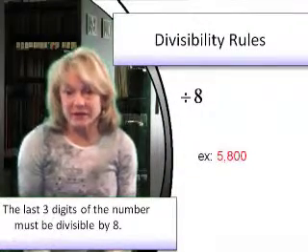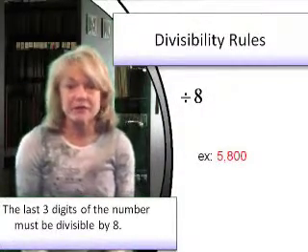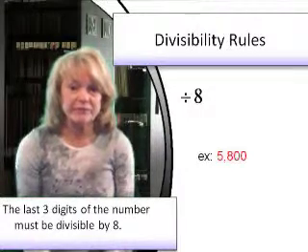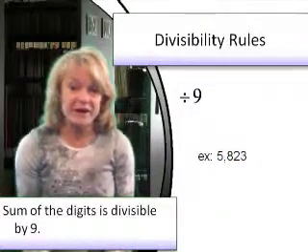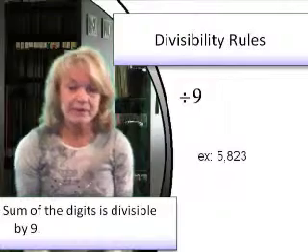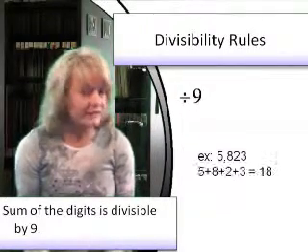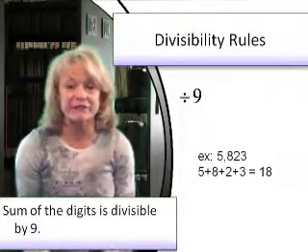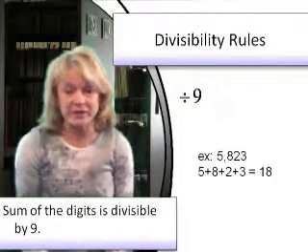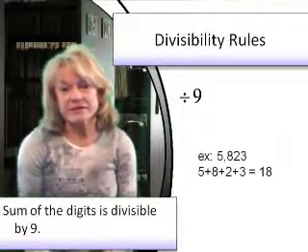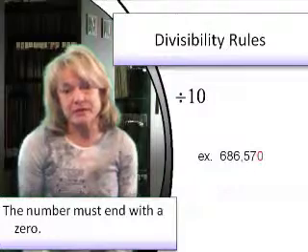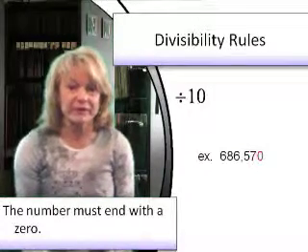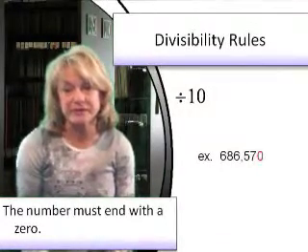Since 8 divides into 800, it will divide into 5,800. 9 needs to divide into the sum of the digits. Since 9 divides into 18, it will then divide into 5,823. The last divisibility rule I will state is the rule for 10, and this rule requires the number to end in 0.